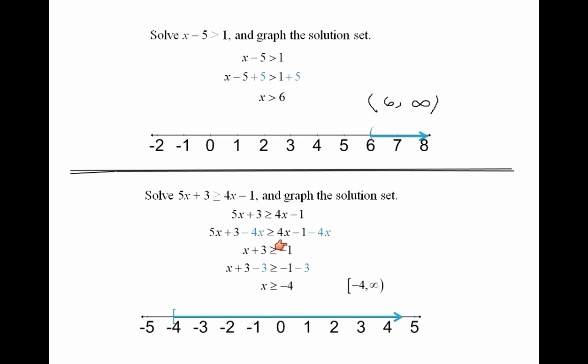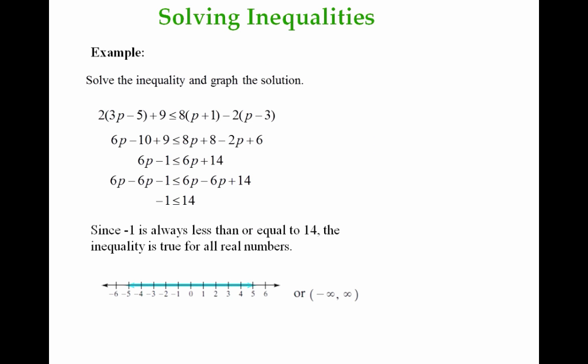But if I subtract 4x from both sides of the inequality here, on the left-hand side, you get only x. Now, if I go ahead and subtract 3 from both sides, I move all the constants to the right. So x would be greater than or equal to -4. So this would be my interval notation, and this would be my graph.